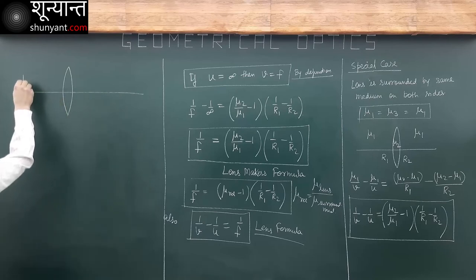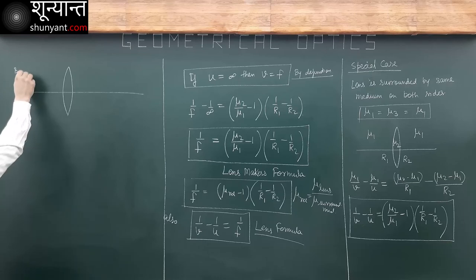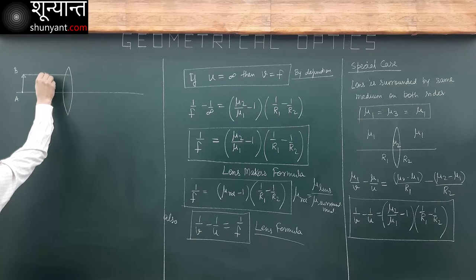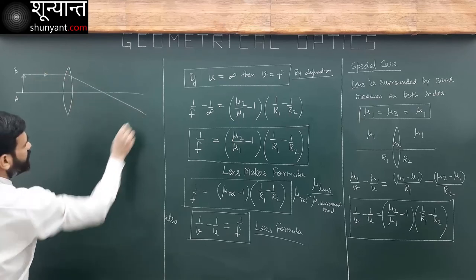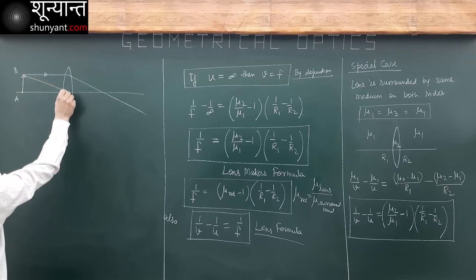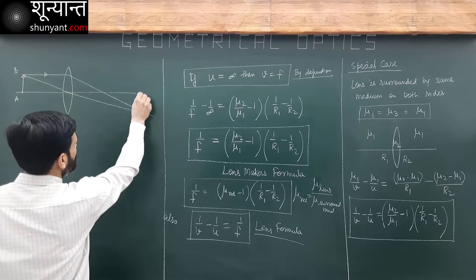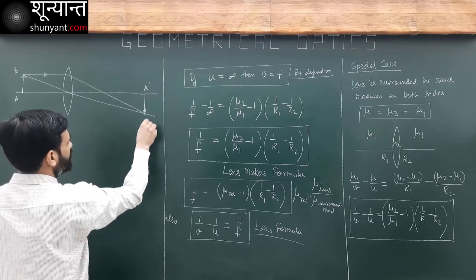So this is my extended object AB. The image of this is going to be on the principal axis. I just have to find the image of this point. So I can take two standard light rays. After refraction, it is going to pass through the focus like this. I need just one more, any standard one. This is the standard one. Passing through the optical center, it goes out undeviated. That's where I am going to get my image. This is A dash and this is B dash.